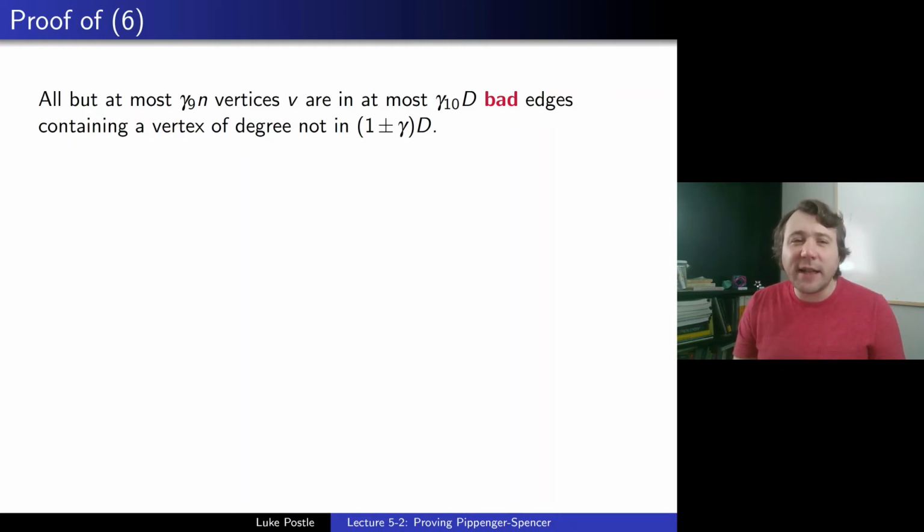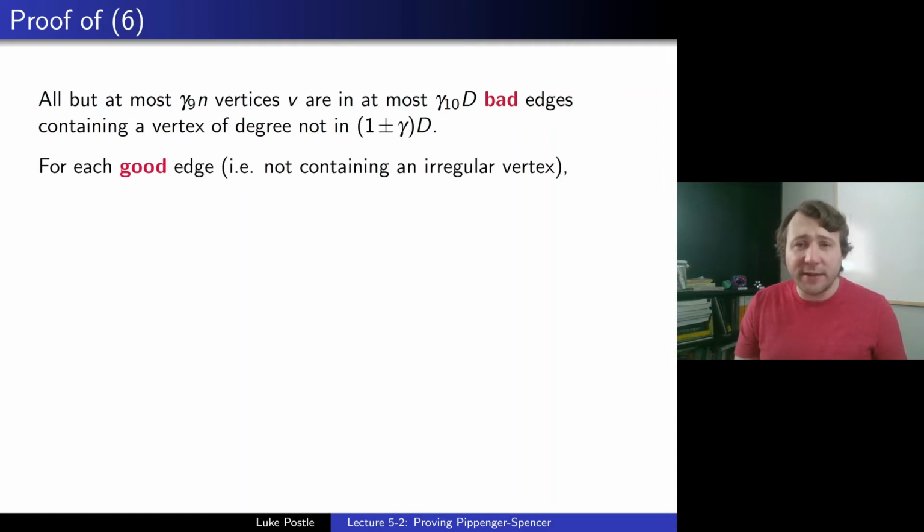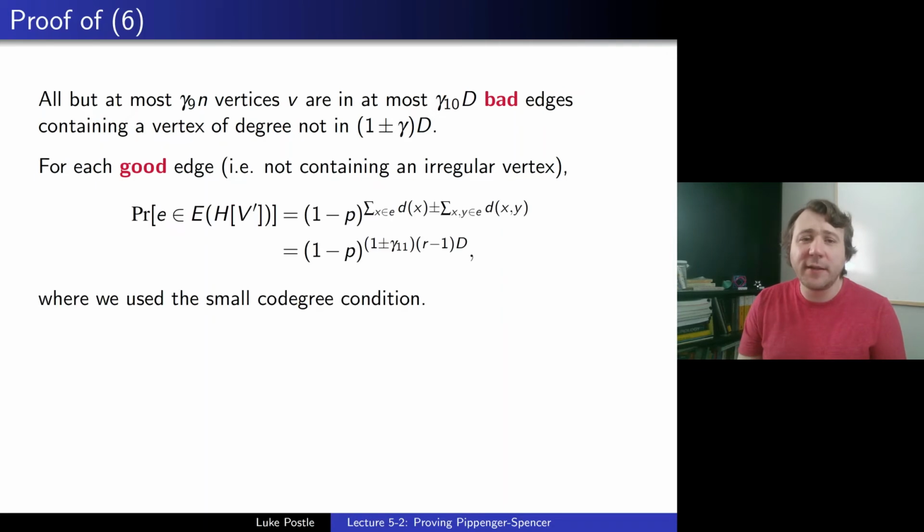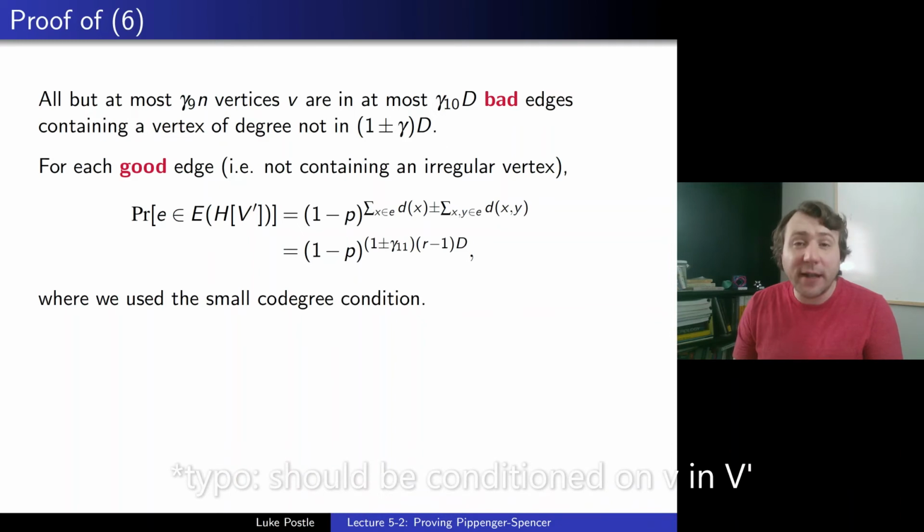And you can realize that only a small vanishing proportion of the vertices will be in too many of these bad edges. Why is that? There aren't many irregular vertices, and they have an upper bound on the degree, so they really can't pollute too many edges. So I won't tell you exactly what gamma 9 and gamma 10 are, but indeed, somehow we can assume that most vertices are mostly in, in quotes, good edges. And for each good edge, that's the ones not containing an irregular vertex, we can actually figure out the probability that that edge ends up in the uncovered subgraph.